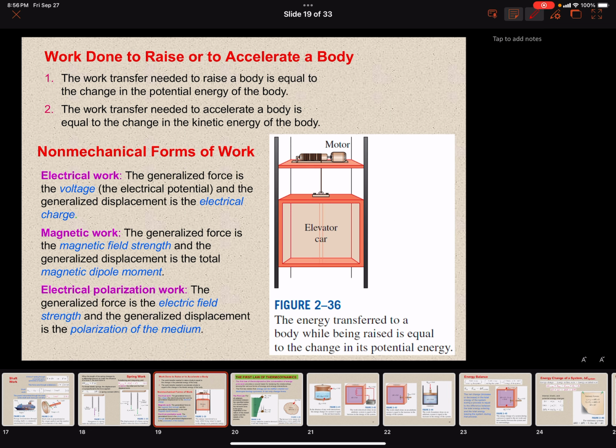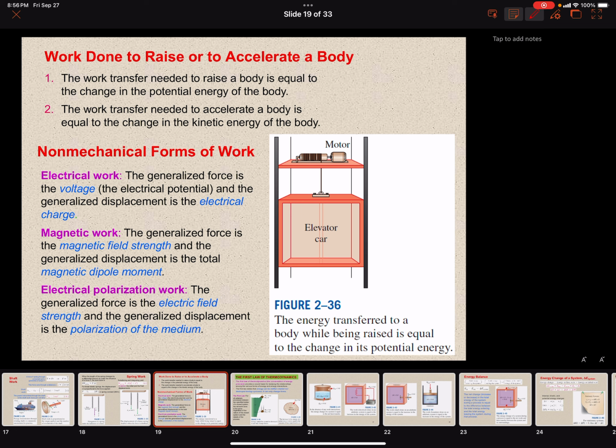This slide explains two important concepts related to work: raising or accelerating a body. When a body is raised, the work done is equal to the change in its potential energy, like lifting an elevator. Similarly, when a body is accelerated, the work done is equal to the change in its kinetic energy.